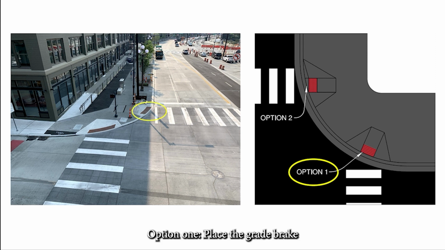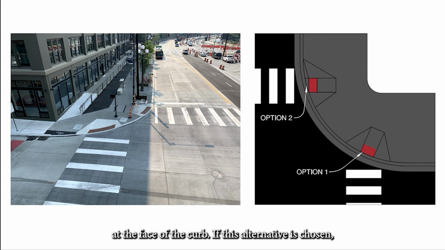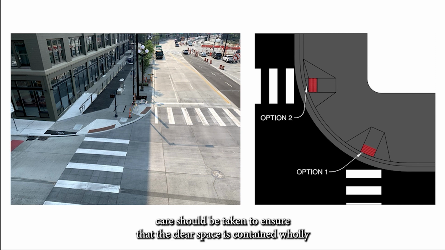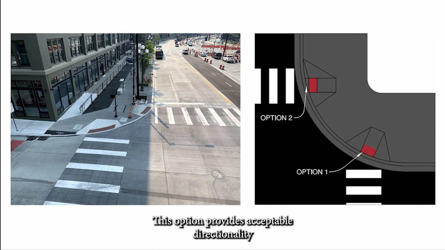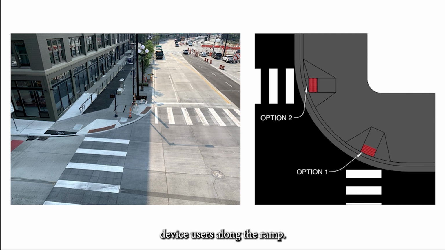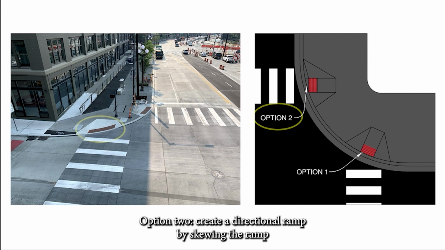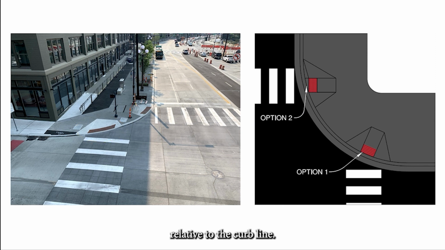Option 1. Place the grade break at the face of the curb. If this alternative is chosen, care should be taken to ensure that the clear space is contained wholly within the street crossing. This option provides acceptable directionality and reduces potential drainage and stability issues for mobility device users along the ramp. Option 2. Create a directional ramp by skewing the ramp relative to the curb line.